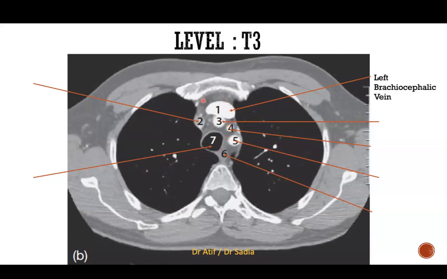So this is the left brachiocephalic vein, and this is the right brachiocephalic vein. And again, as I said, you'll notice that the left brachiocephalic vein is much bigger than the right brachiocephalic vein, right? And also you'll notice that it's the most anterior structure, right behind the sternum. So can you guys link the information now between CT and the mediastinum lecture?